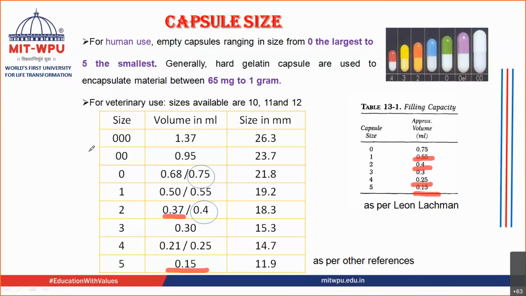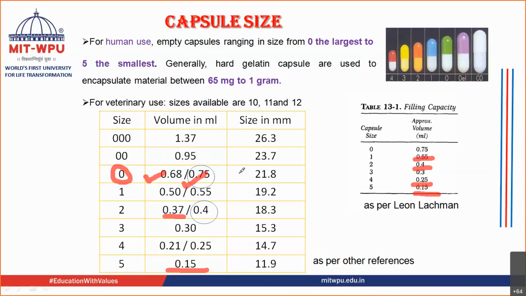Depending upon the correct option in your MCQ, you can choose it. Supposing for size 0, if the MCQ mentions 0.68, then you can select 0.68, or if it mentions 0.75, then you can go for 0.75. Never will it happen that they mention both 0.68 and 0.75. That is not going to happen. So this is about the capsule size.